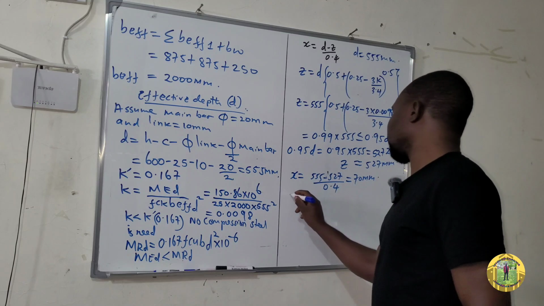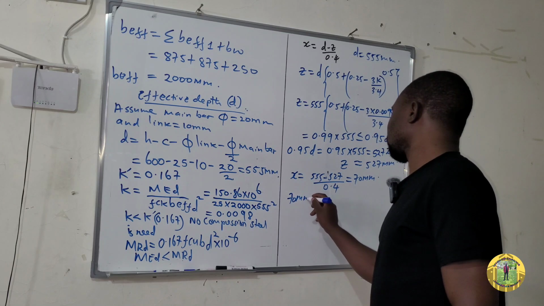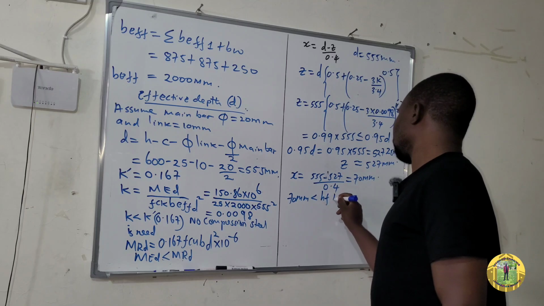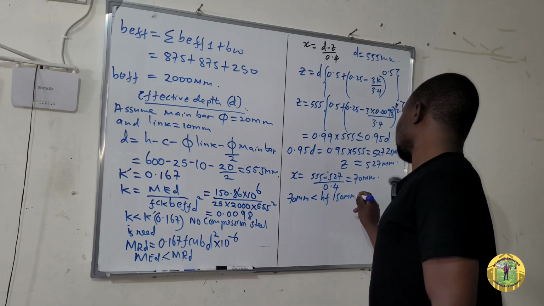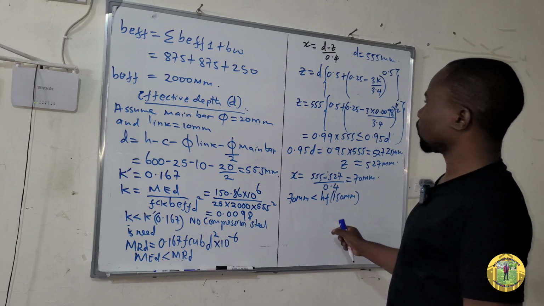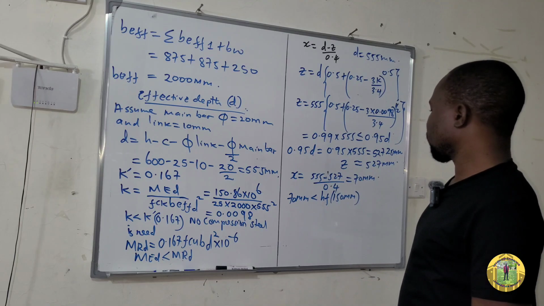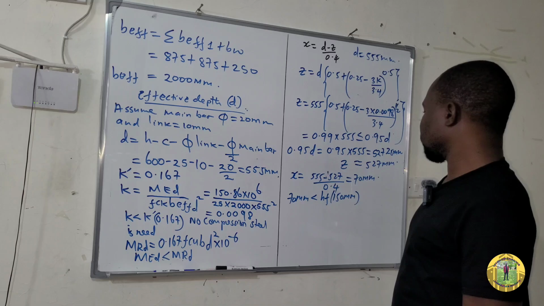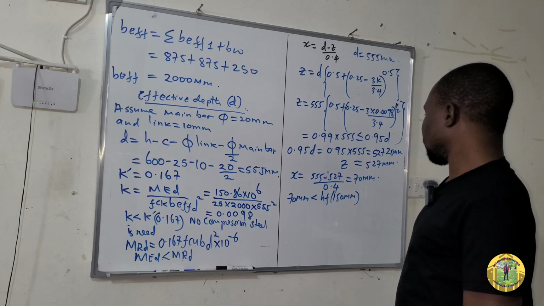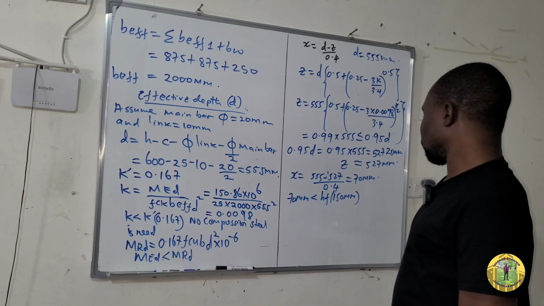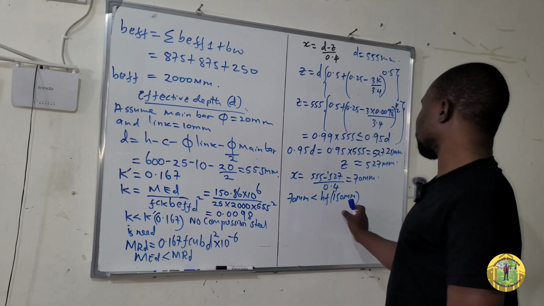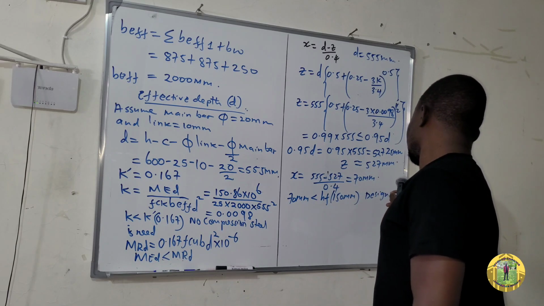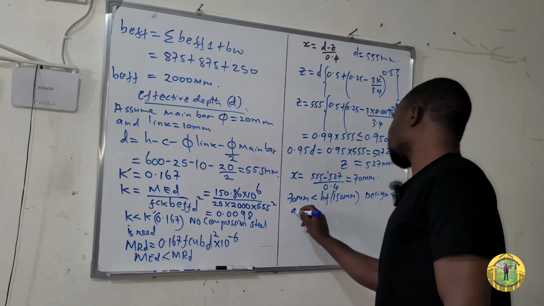So this 70 millimeters is less than HF, which is 150 millimeters. So this HF is the thickness of the slab. Therefore, the neutral axis is in the slab. So if the neutral axis is in the slab, you will design as a rectangular beam.